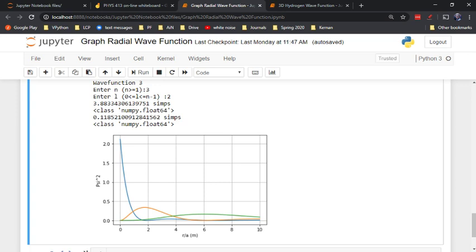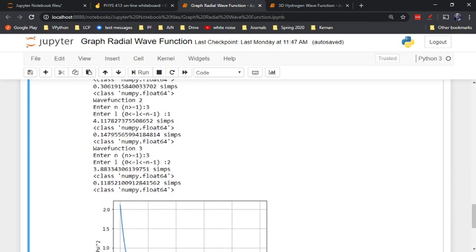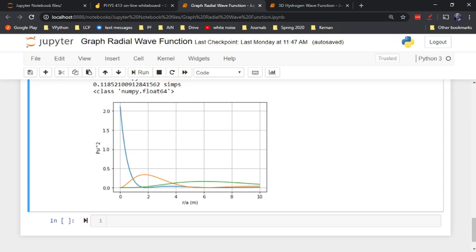And even though these look very different, they've all got the same energy level. Because remember, the energy level depends only on n, right? Your total energy for the electron depends only on n. So even though these have such wildly different shapes, they've all got the same energy level. Okay? So this is a look at what the wave function looks like as a function of r.